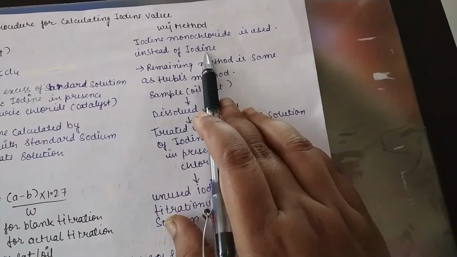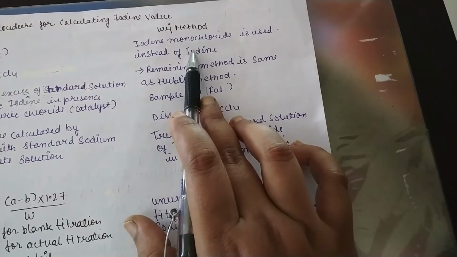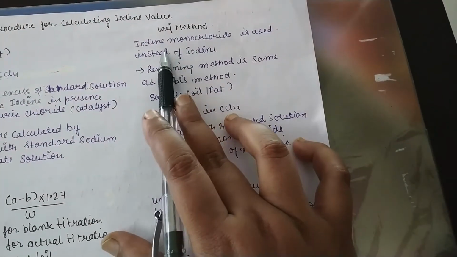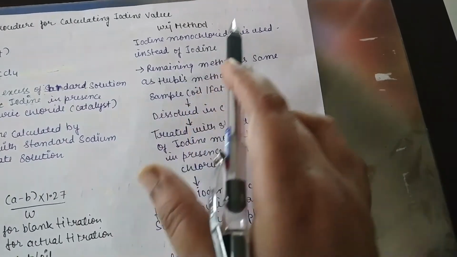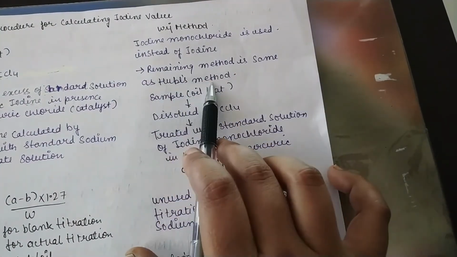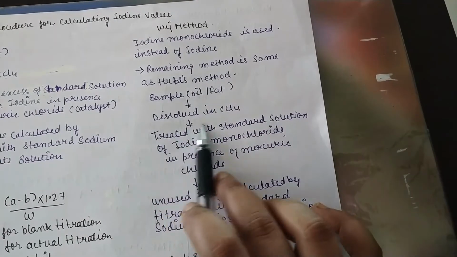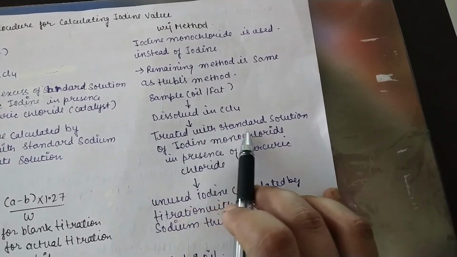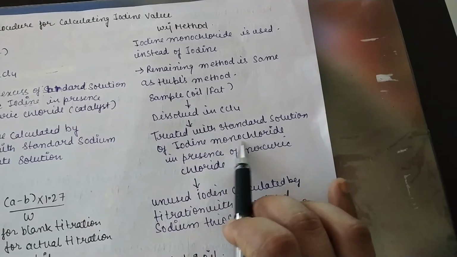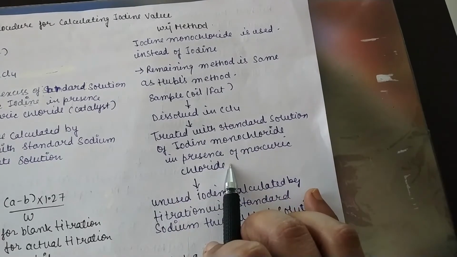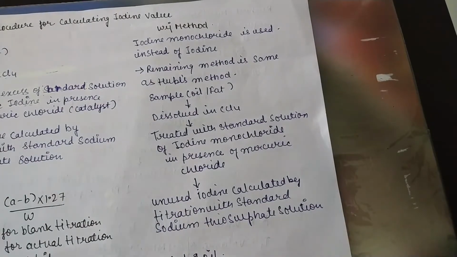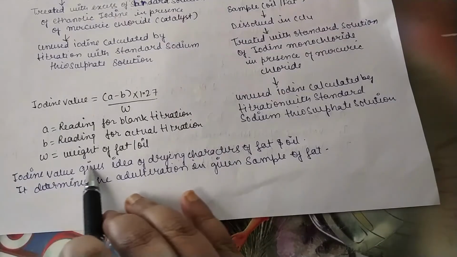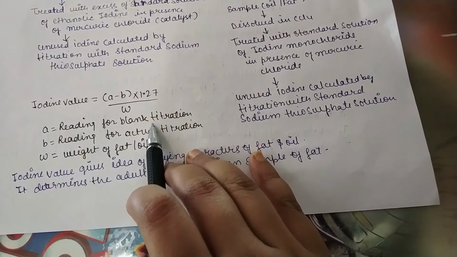Next, see the Wijs method. The only difference between the Wijs and Hubl method is that here, instead of pure iodine, iodine monochloride is used. The remaining method is the same as the Hubl method. Again the sample is dissolved in carbon tetrachloride. It is treated with standard solution of iodine monochloride in the presence of mercuric chloride. The unused iodine is calculated by titration with standard sodium thiosulfate solution. So the iodine value we can calculate by this formula.